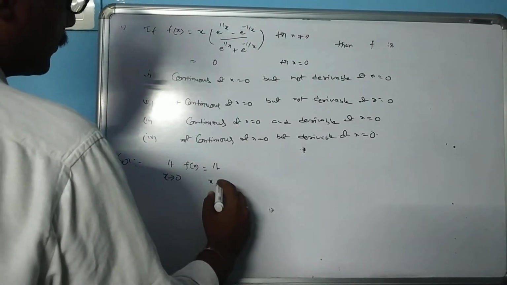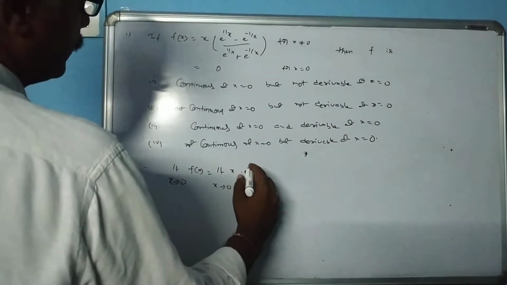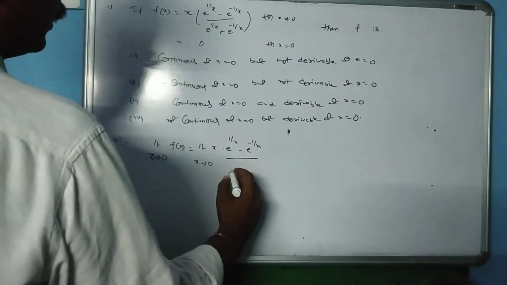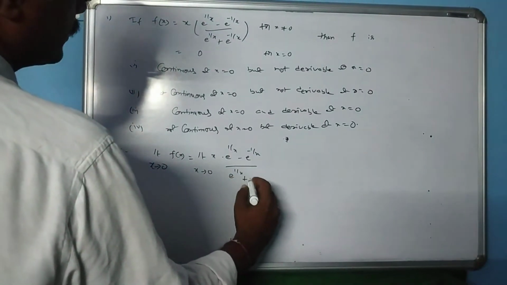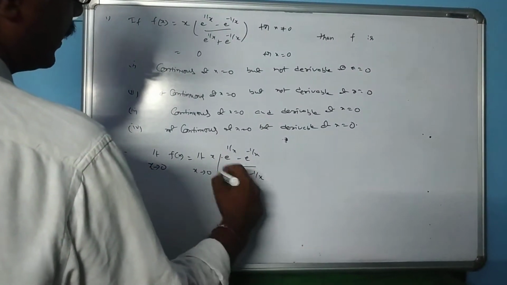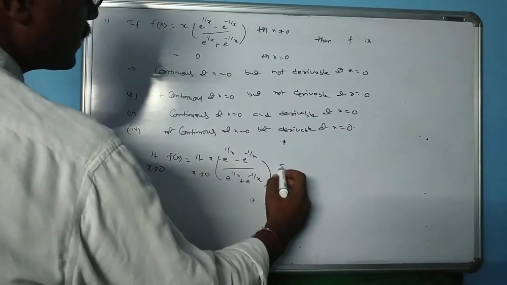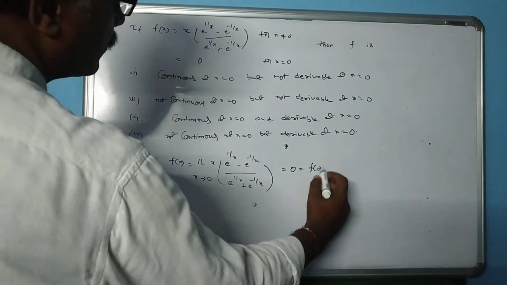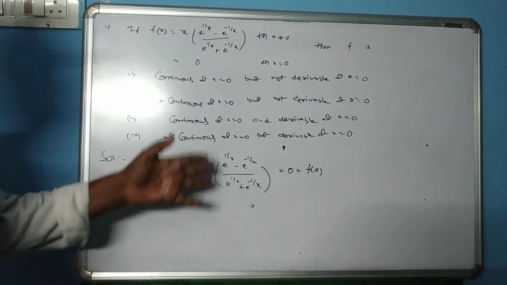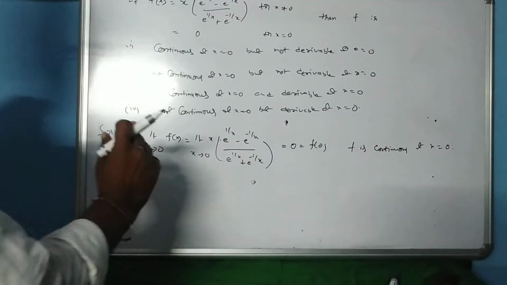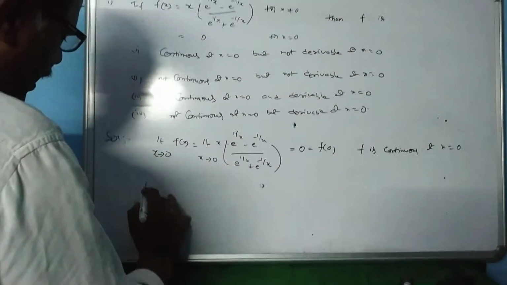We shall calculate the limit as x tends to 0 of x times (e^(1/x) - e^(-1/x)) / (e^(1/x) + e^(-1/x)). We clearly observe that x into something bounded must be equal to 0, which is f(0). So f is continuous at x = 0, there is no doubt. Now let us calculate the left hand derivative, Lf'(0).